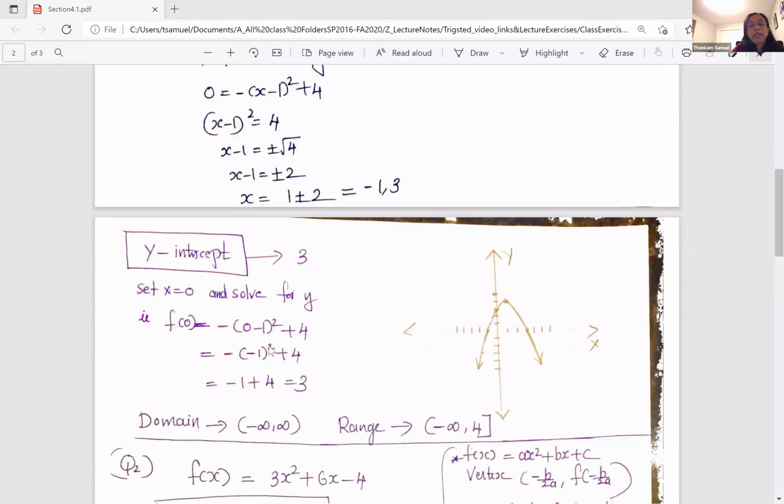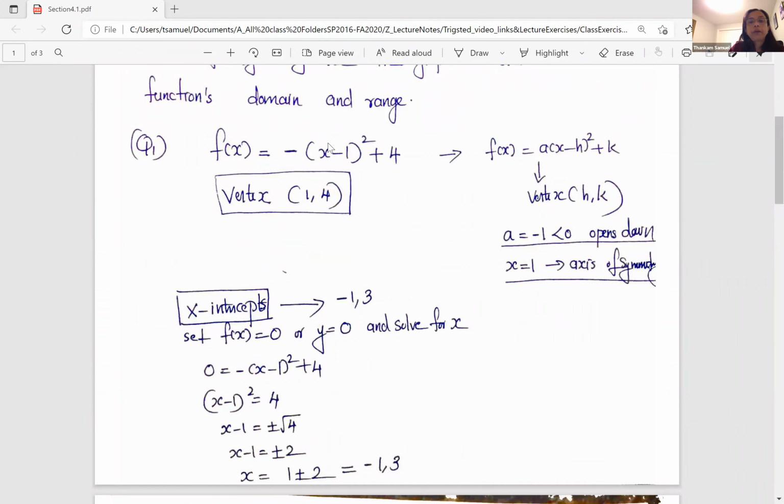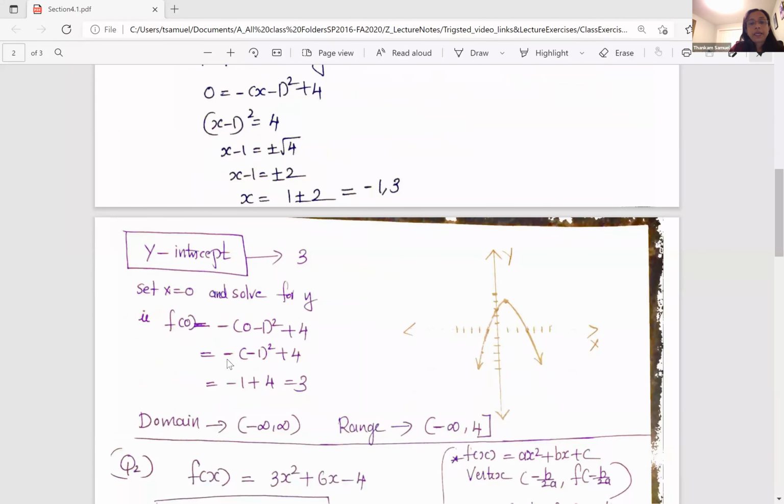Then to find the y-intercept, set x equals 0 in the given function. So we have negative of (0 minus 1) squared plus 4. That is negative of (-1) squared, which is positive 1, so negative of 1 plus 4, that is 3. So the y-intercept in terms of an ordered pair is (0, 3).